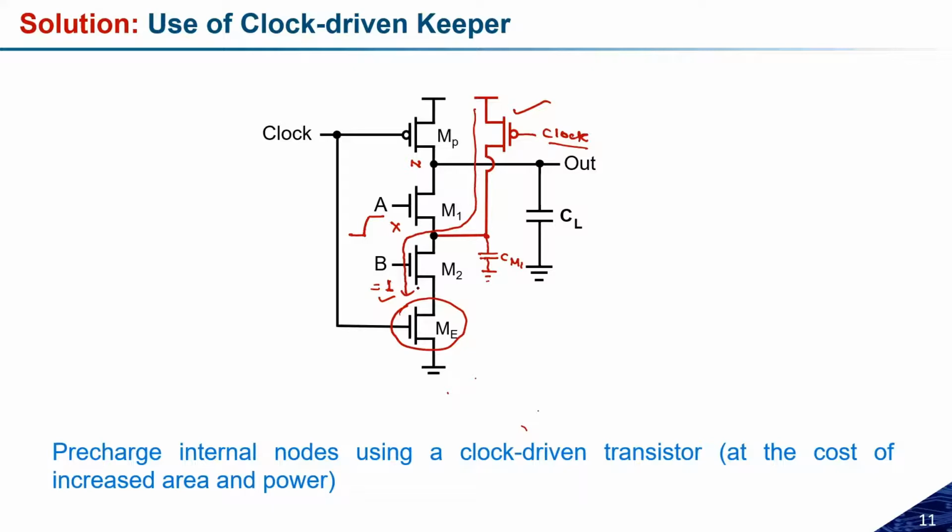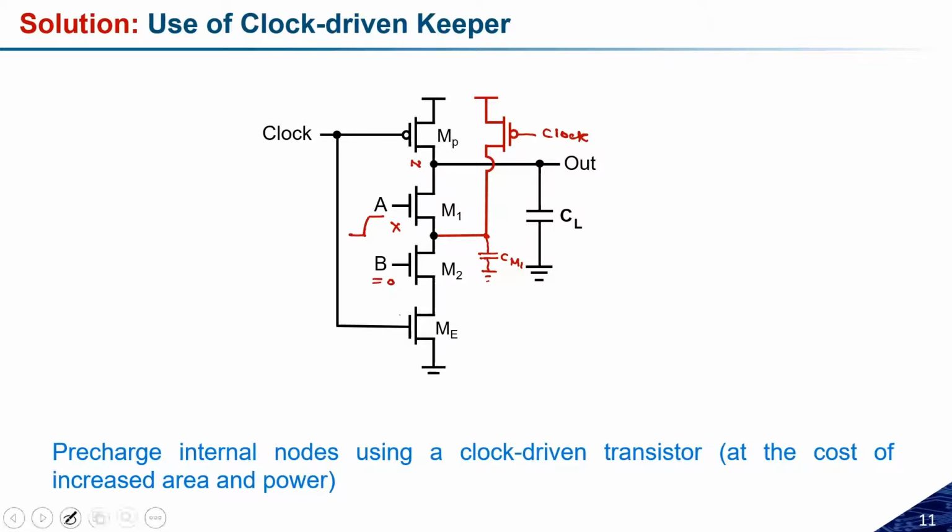You got the answer? Yes, sir. Okay, so this is how the power dissipation can be there. Of course, in this particular circuit, ideally you will not get the power dissipation, but if you are using the footless kind of structure, in that case you will get the power dissipation. So this is how you can explain this problem.